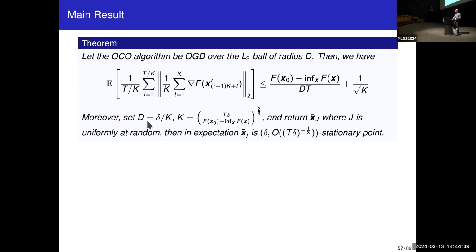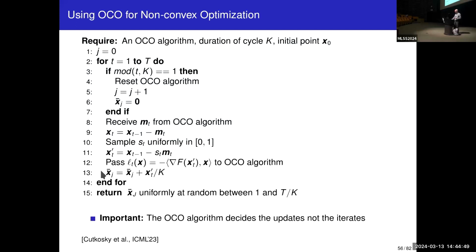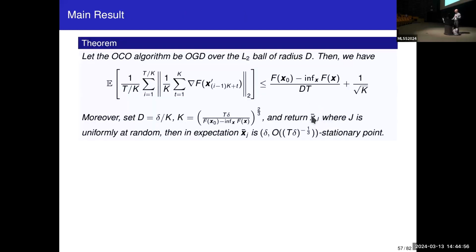Now, the theorem also says that if you set D equal to delta over K, and K also has this particular choice, and you take one of the xj bar, which were the ones that you were constructing, one for each cycle, so you have a bunch of them, if you take one of them at random, in expectation, this thing is a delta, epsilon to the minus 1/3 stationary point. So first of all, this is optimal. And this is the first algorithm that achieves this optimal rate.